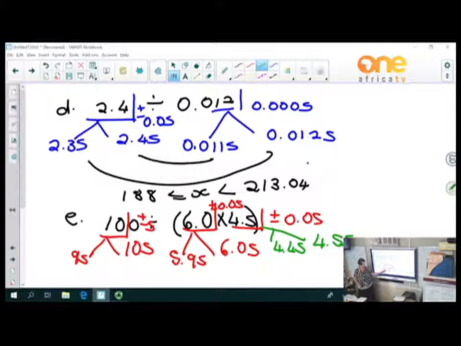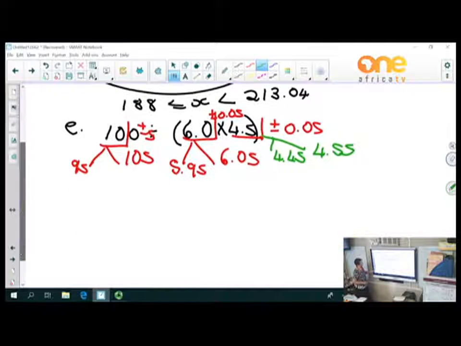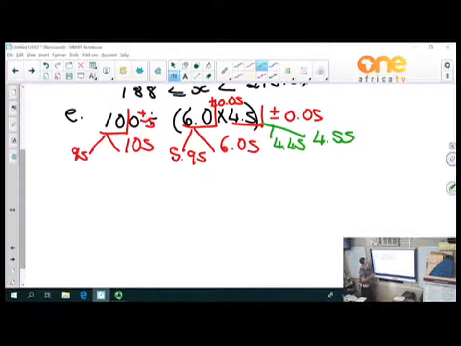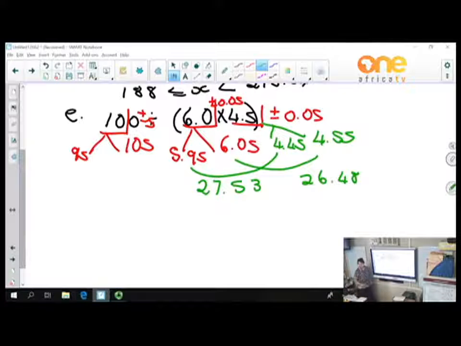Now we have division and multiplication. Which one will we do first? Yeah, the multiplication, and then I'll come back to the division. Let's get the sum there. For multiplication, it is lower, lower, upper, upper. So what is lower, lower here? 27.53, and this is the lower and the upper one. You just need to swap them now.